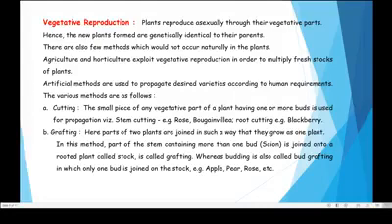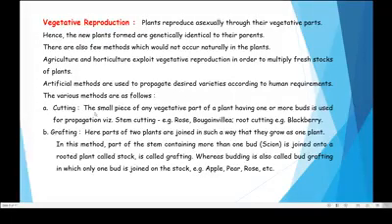This is usually carried out in three ways. One is cutting, the second is grafting, and the third one is tissue culture. So these three artificial methods are used as part of vegetative reproduction.